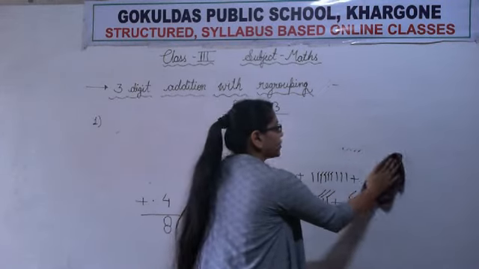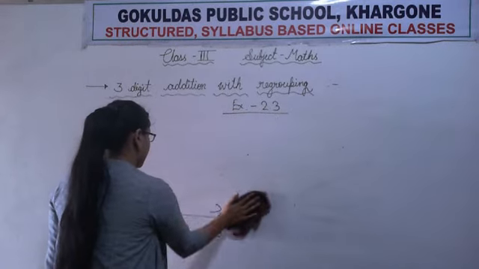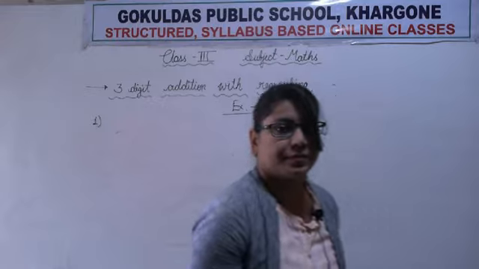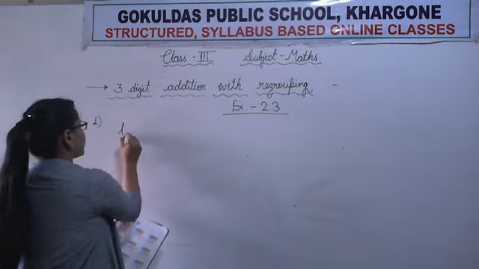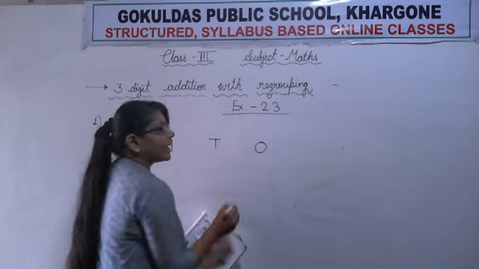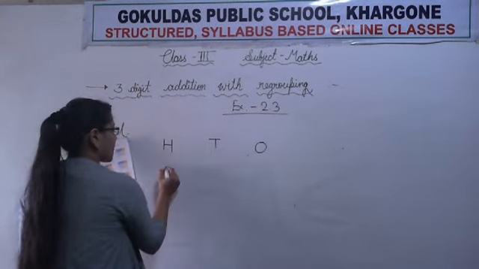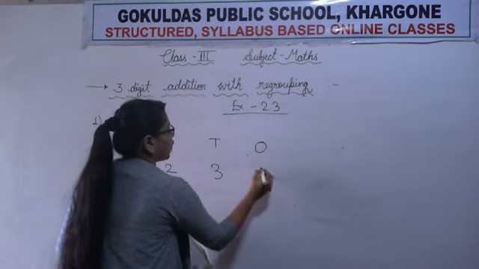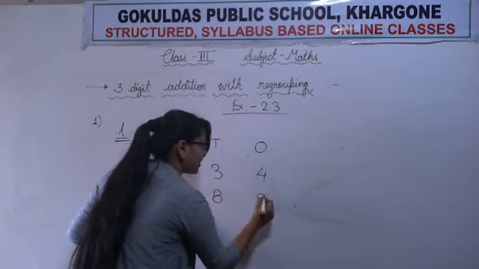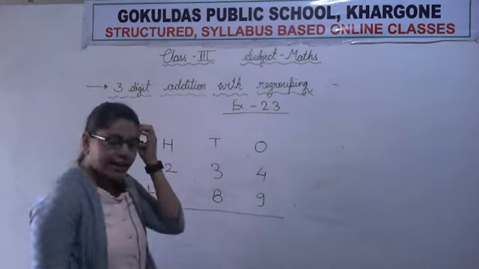Now the last question of the exercise, which is part L. Part L, the last question of the exercise. Again I am reminding you to write the places: hundreds, tens and ones. The first addend is 234 and the second addend is 689. We are doing addition, that is why we are putting the plus sign here.